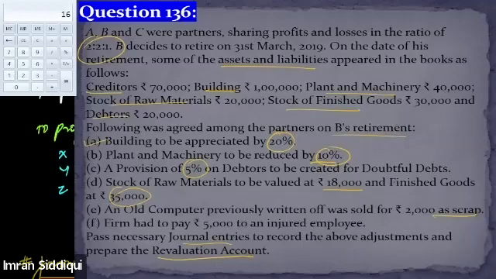Yes. Stock of raw materials on the debit side and stock of finished goods on the credit side. Yes, that's correct. And the old computer scrap on the credit side as well, 2,000. Okay, that's right.